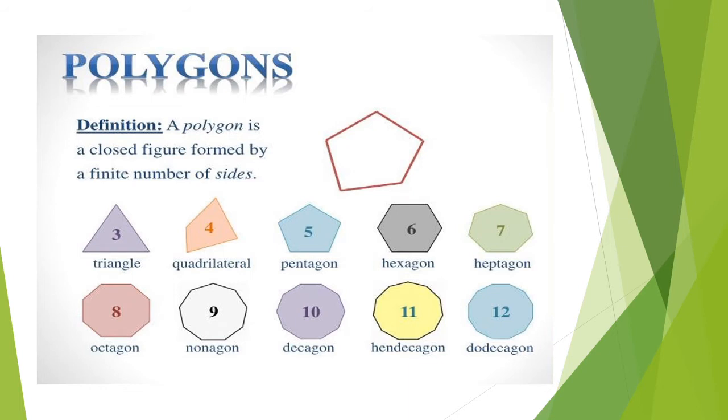Then the next definition is polygons. A polygon is a closed figure formed by a finite number of sides, as poly means many. So this is a diagram having many sides. If it has 3 sides, then it is a triangle, 4 quadrilateral, pentagon, hexagon, and so on. These all are polygons.